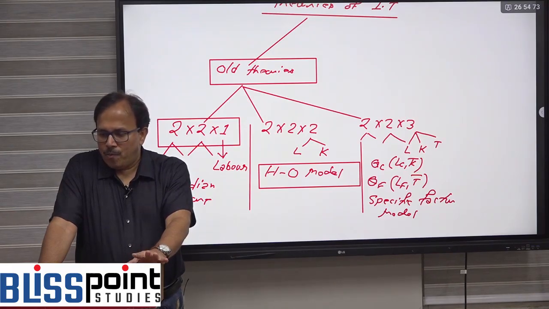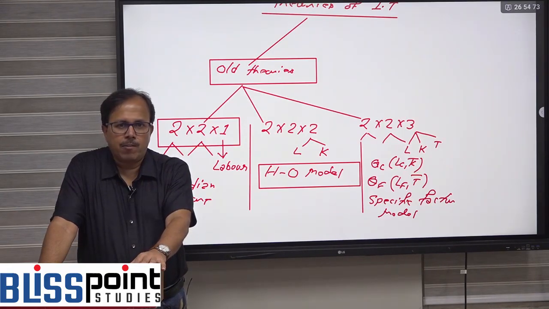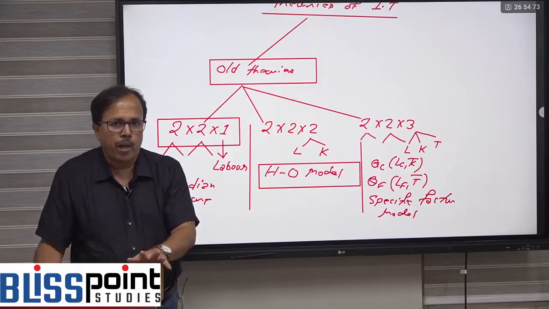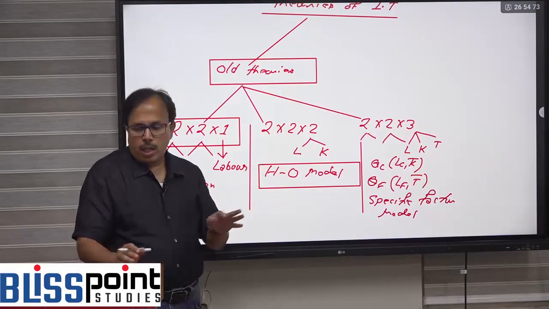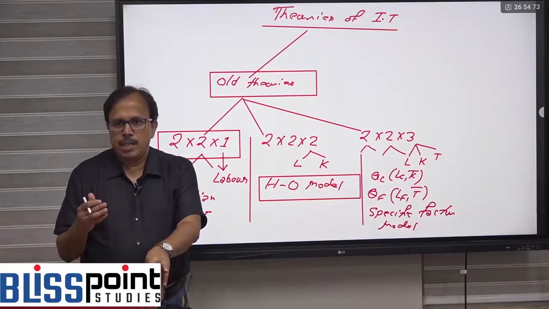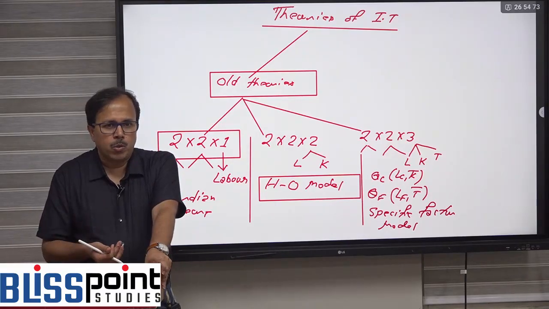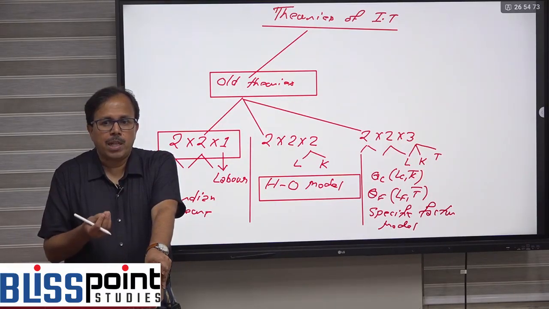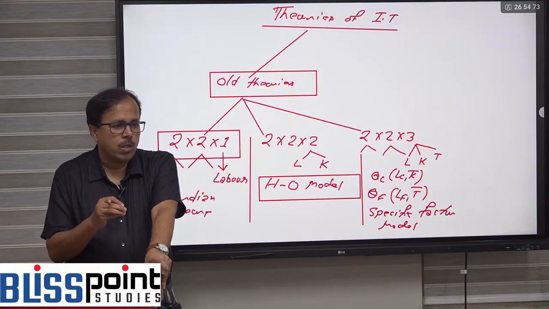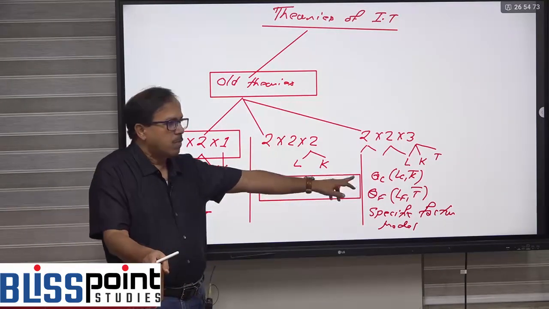So a specific factor model, and what is the implication of that for the distribution of income? One more point in all theories will be that if two countries trade, then trade will have an impact on the distribution of income also. That means which factor will become better off and which factor will become worse off. So that point we will discuss.